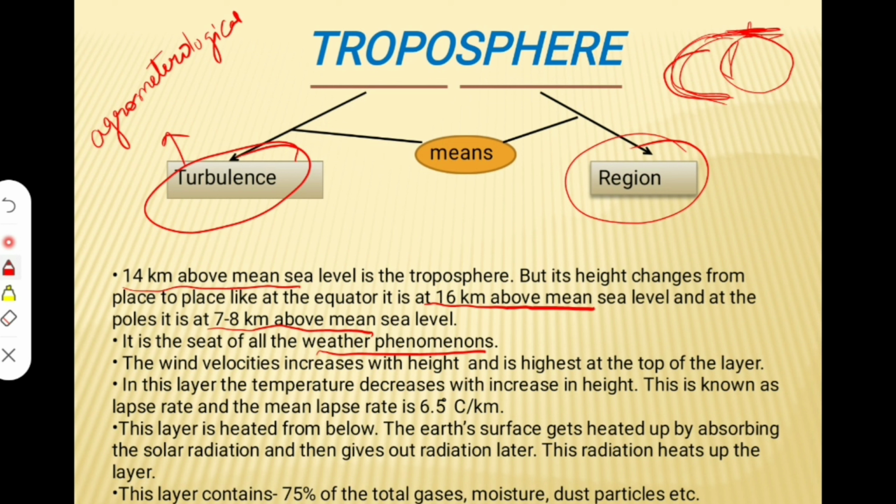Okay, and one more important thing is that the temperature decreases as we go up, and the rate of decrease in temperature is known as the lapse rate, and the mean lapse rate is 6.5 degrees centigrade per kilometer. Okay, this is an important number. Just remember it as it is, because it is asked in many of the examinations.